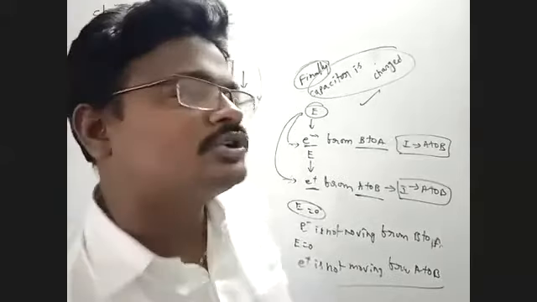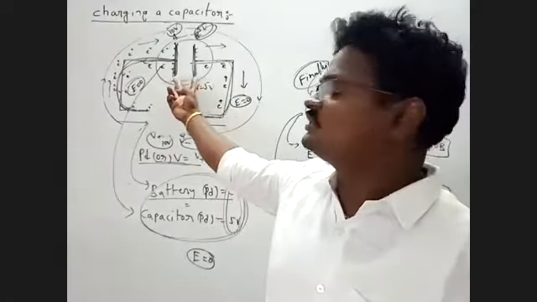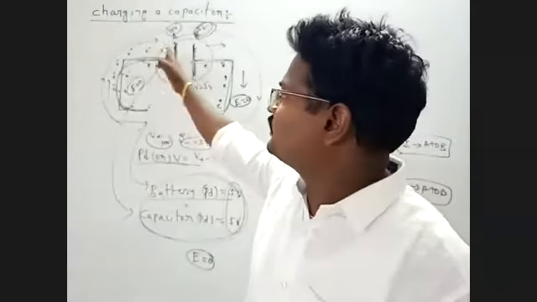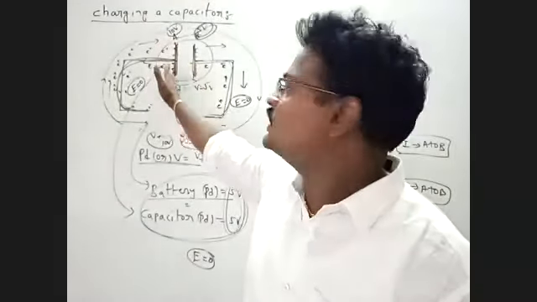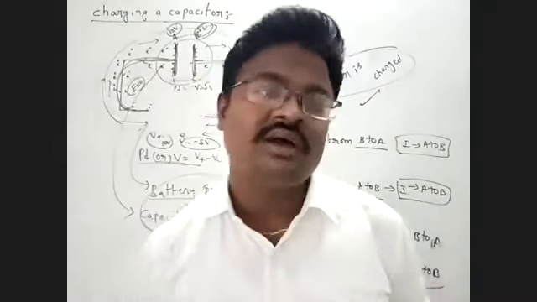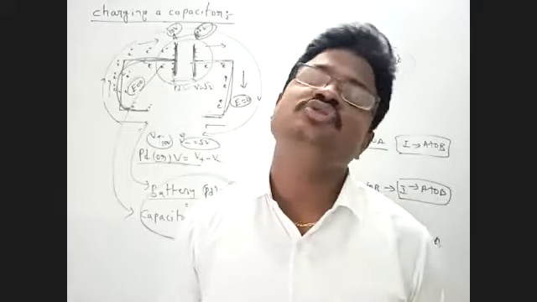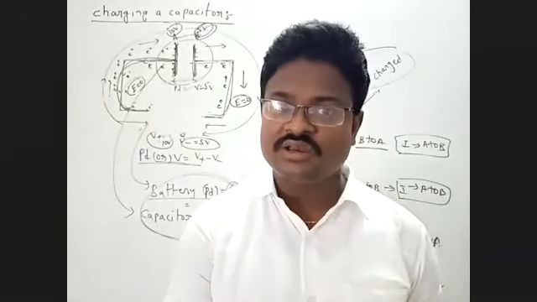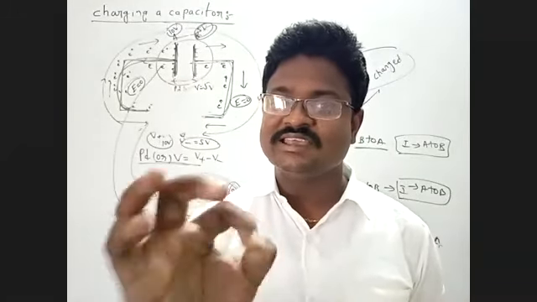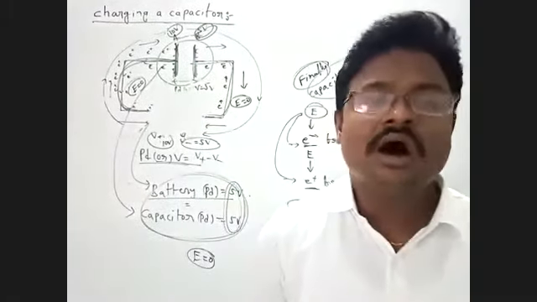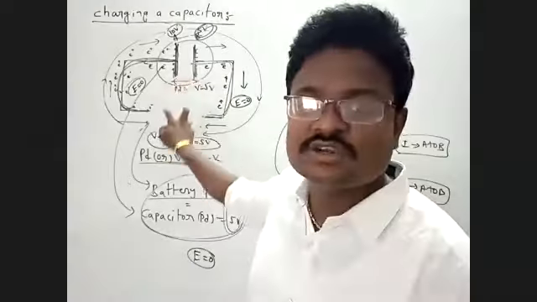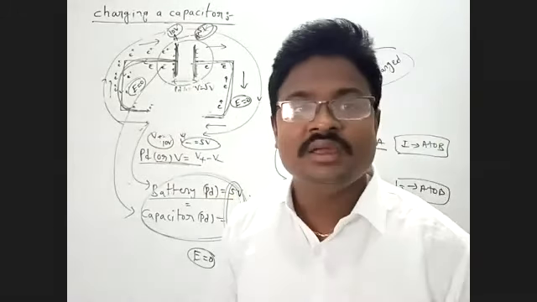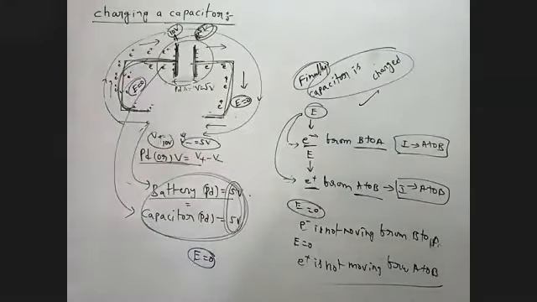So now the potential difference between the plates increases. Positive charge on plate A and negative charge on plate B, the plates become oppositely charged. The potential difference between the two plates increases until it equals the potential difference between the terminals of the battery.